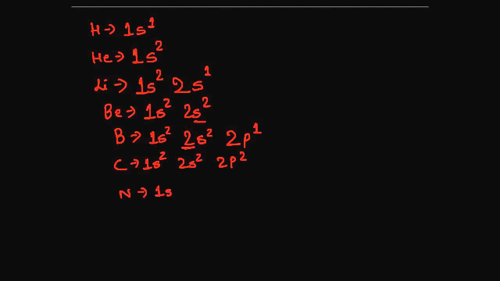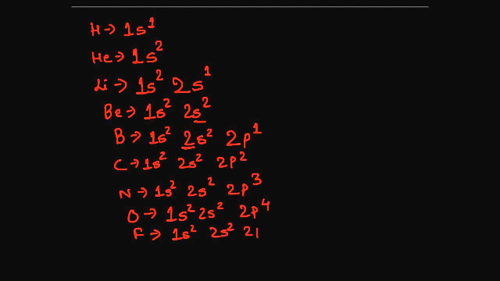Nitrogen 1s2, 2s2, 2p3. Oxygen, for oxygen it's 1s2, 2s2, 2p4. Fluorine 1s2, 2s2, 2p5. For neon 1s2, 2s2, 2p6. Now for sodium, we know sodium has 11 electrons.